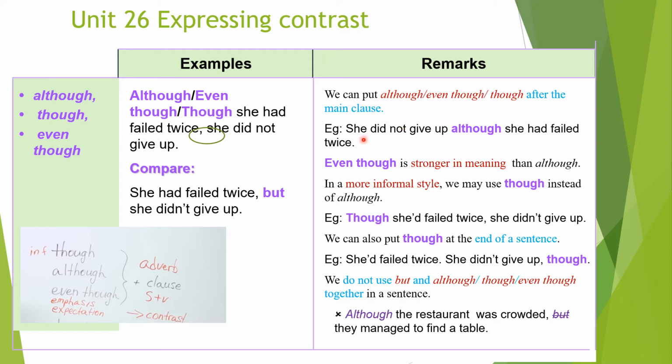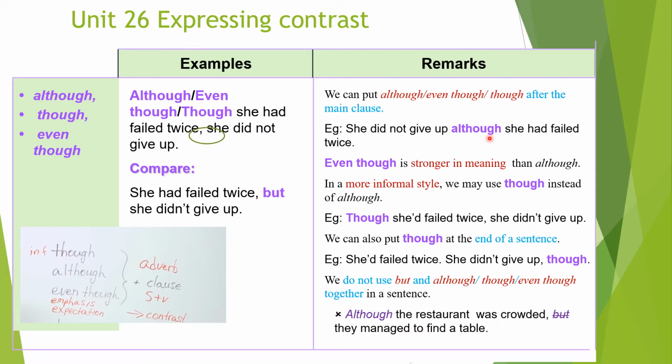So what is the main clause here? She did not give up. This is the main clause. Although she had failed twice. So you can put the although in the beginning of the sentence, or in the middle of the sentence as well. When we put although in the middle of the sentence, there is no comma here.